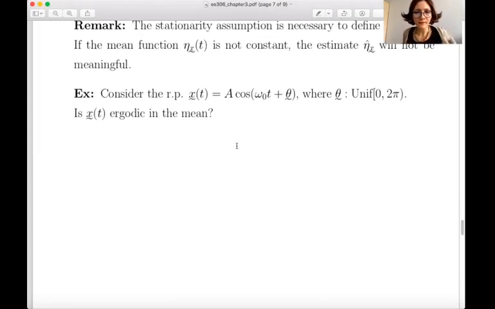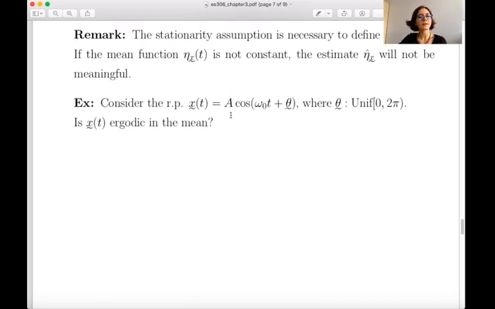Okay, here's an example that illustrates ergodicity in the mean. We consider a random process x of t. Here you have a sinusoidal random process. It has an amplitude a. a is a fixed variable, so it's a deterministic variable. Omega 0 is the frequency of your random process. So where does the randomness come from? It comes from the phase of the process. The amplitude is fixed, deterministic, frequency is fixed, deterministic. Only the phase of the random process is random. So we have this random process. The question is whether this random process is ergodic in the mean.